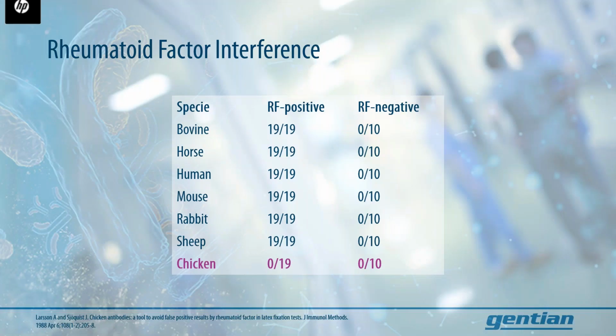Larsson et al. studied this in 1988, and he looked at 19 samples from RF positive patients, and in all 19 samples, when using mammalian antibody, there was interference. And in the control group of RF negative samples, there was no interference. And looking at avian antibodies, there was no interference whether the patient was RF positive or not. So less interference with the avian antibody.